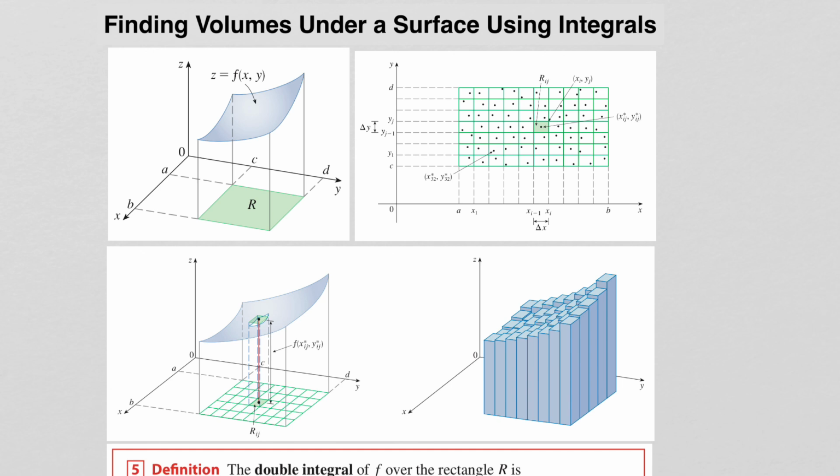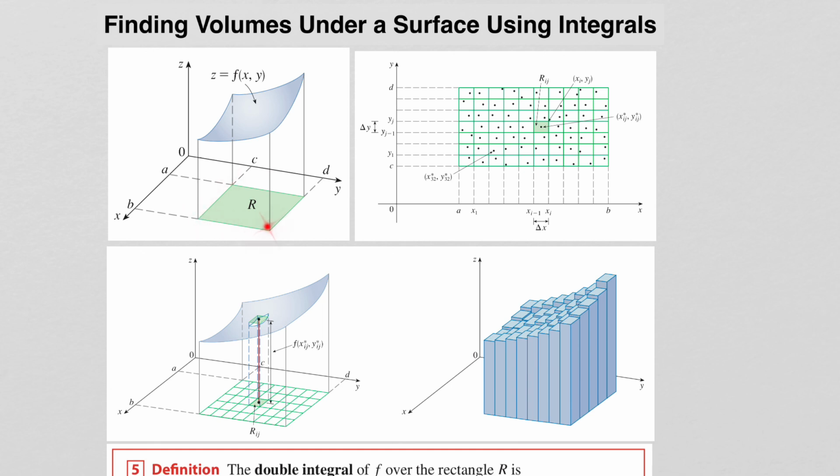z is a function of x and y, so our domain is in R2. Our function z equals f of x y produces a surface in 3 dimensions. And if we define a rectangular region along the x and y axis, we can find the volume underneath this surface, but inside of this rectangular region.